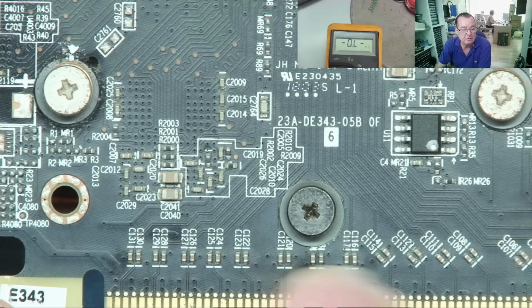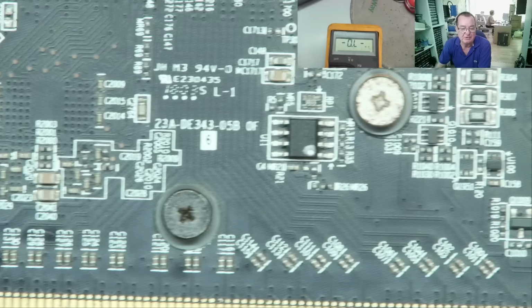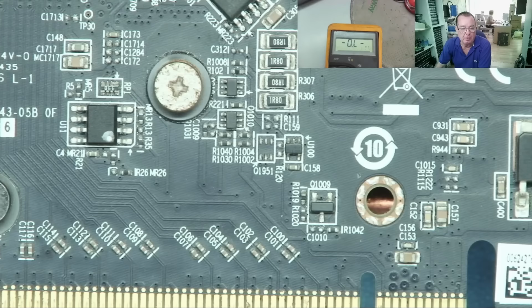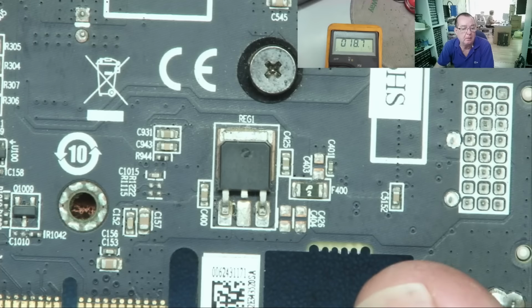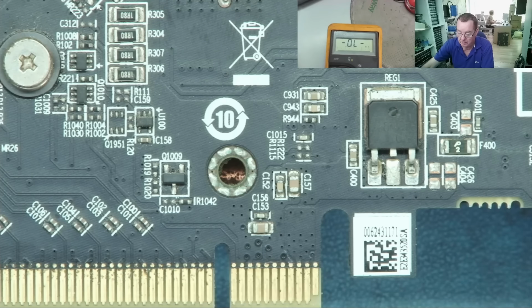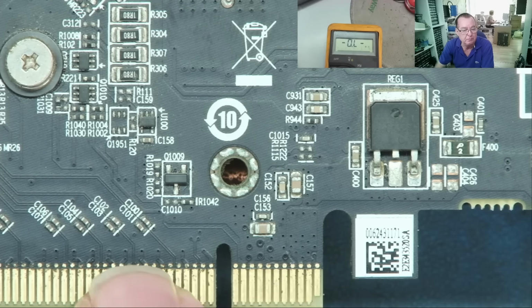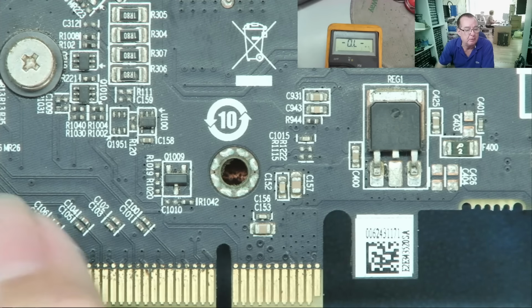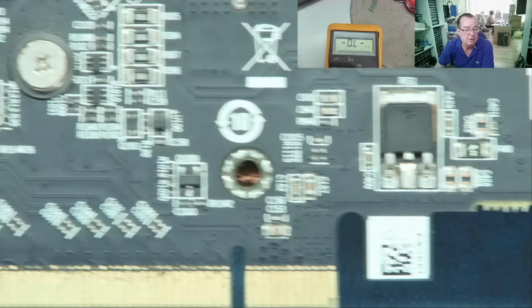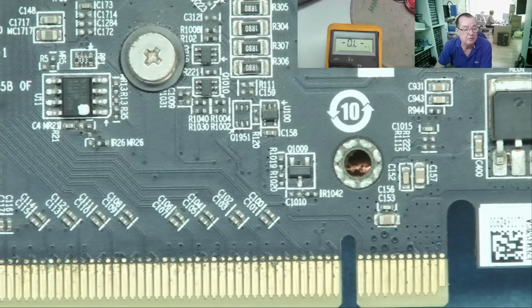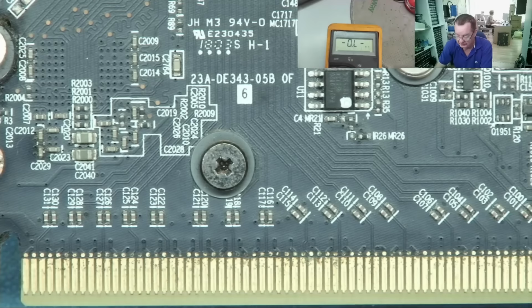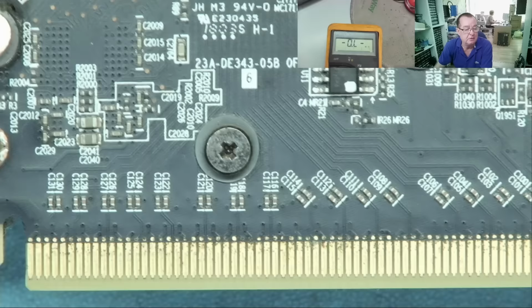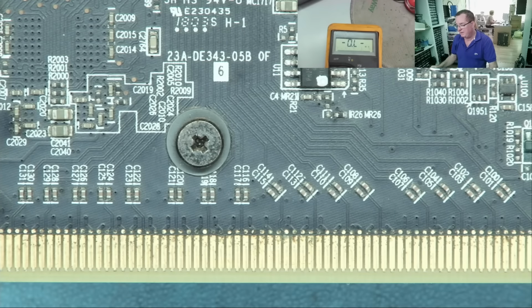It's well worth checking all these little capacitors along the edge here. It's quite easy for these to get broken off if the card's been lying around somewhere. We'll just check that on the other one as well. So here we can see there's some dirt on the tracks here, but I think it literally is just dirt. But I will clean it. All these little capacitors look all right.